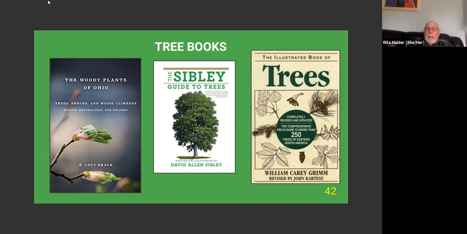And a good book with a lot of information and yet remarkably readable, and that is the Illustrated Book of Trees by William Carey Grimm. Good line drawings, black and white, not color, but it talks about the tree uses and recognition, etc. It's got 250 trees of Eastern North America, so anything you see is likely to be in there. Great book, but not very portable. It's like an almanac.